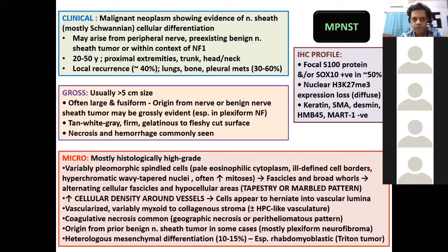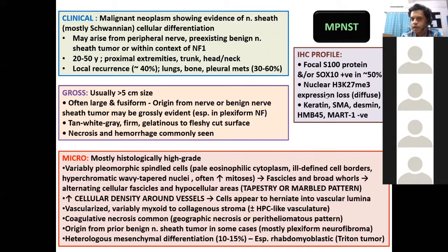They'll often be large. They will appear variegated just like any other high-grade soft tissue sarcomas. What are the histological clues you look for? You look for the marble pattern, the alternating zones of hypo and hypercellularity. You look for the perivascular hypercellularity, and if you are getting it, the perithelomatous pattern is very helpful. And apart from that, check for rhabdomyoblasts if it is present or not. And IHC, if you order, don't expect a diffuse positivity. It will be focal.